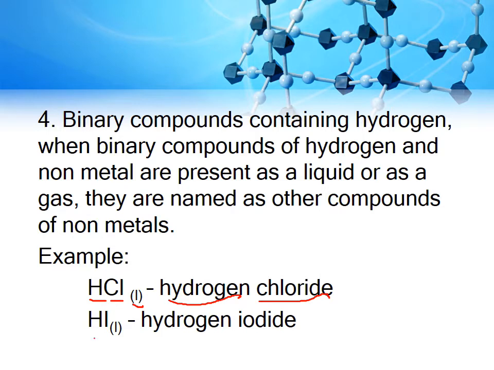Another example is HI. So in HI, it is also in liquid form. So therefore, we will give the name of the first element H as hydrogen, followed by the name of the second element I that ends in IDE, which is iodide. Therefore, the name of this compound is hydrogen iodide.